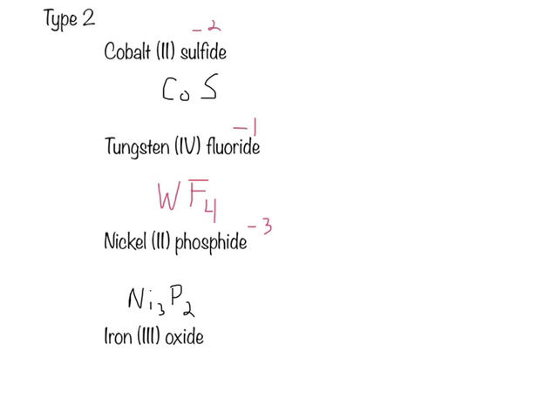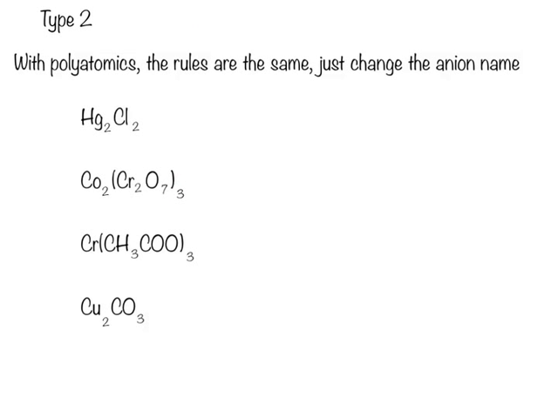And then finally, we have iron 3 oxide. The oxide is a -2, and here we have an iron 3. Now this is similar to the nickel 2 phosphide in that we just have different ions. The cation is a +3 this time. So we'll have Fe2O3. And really that's as hard as it gets. Make sure that your ion charges balance.